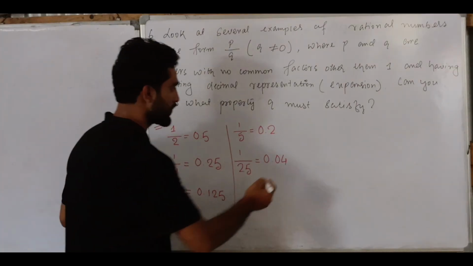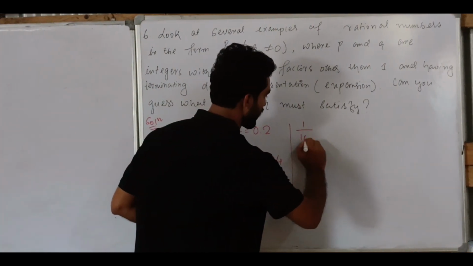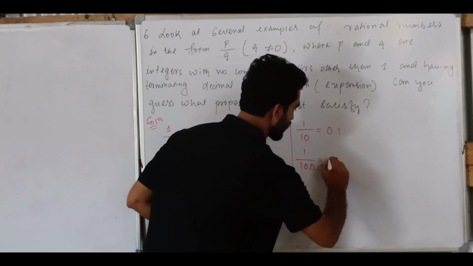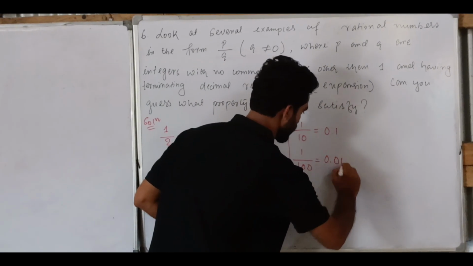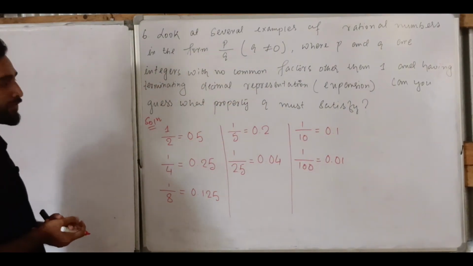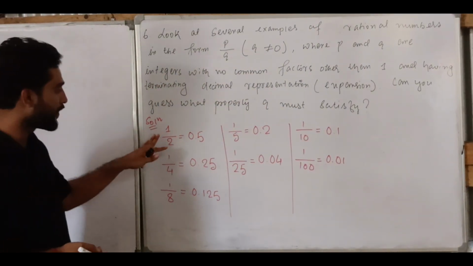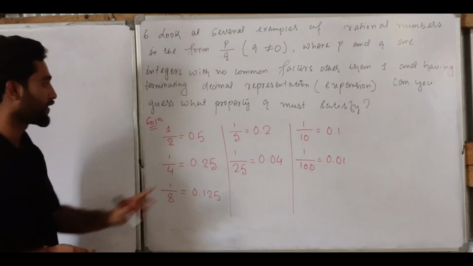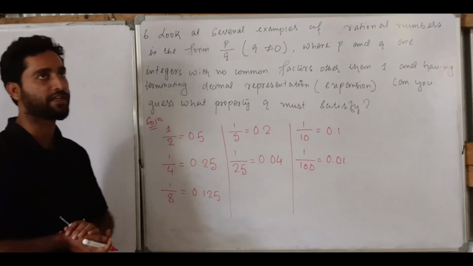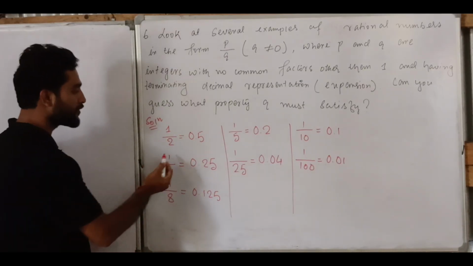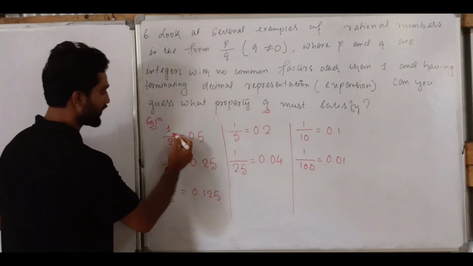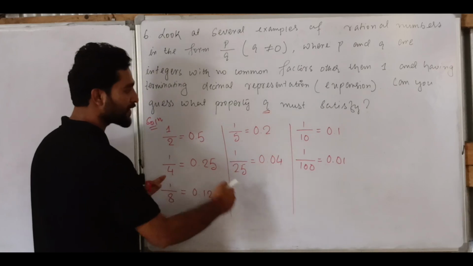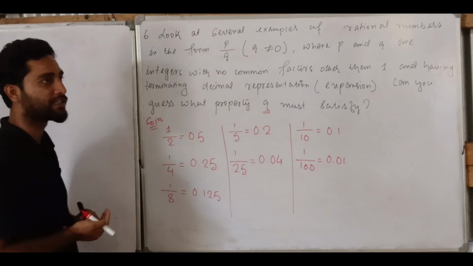Okay, now see, 1 divided by 10 is 0.1, and 1 divided by 100 will be 0.01. Now see, whatever examples I have written, all of these rational numbers have the terminating decimal expansion. Now we have to see the denominator, that is the q. What condition is this q satisfying, so that all these examples have the terminating decimal expansion?